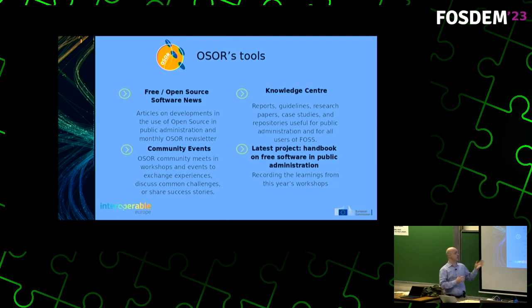We organize community events. So this year we will organize 3 workshops and 3 webinars. And from each of these workshops and webinars, we will be producing a report. And then the latest project we've taken on is that we're going to compile these reports together into a handbook at the end of the year.